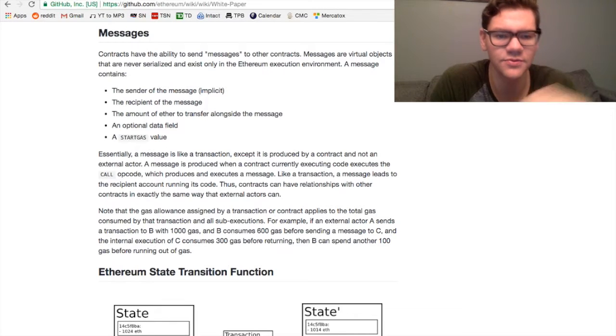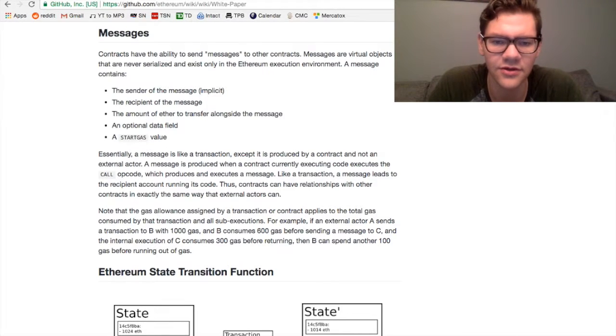A message is produced when a contract currently executing code executes the CALL opcode, which produces and executes a message. Like a transaction, a message leads to the recipient account running its code. Thus, contracts can have relationships with other contracts in exactly the same way that external actors can.